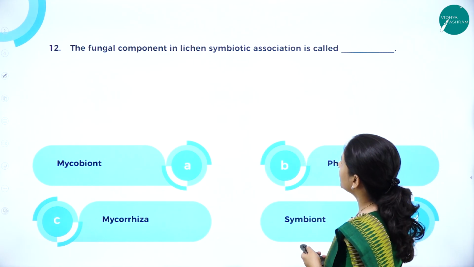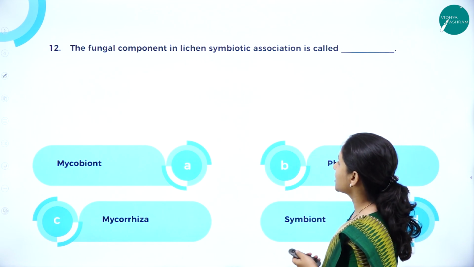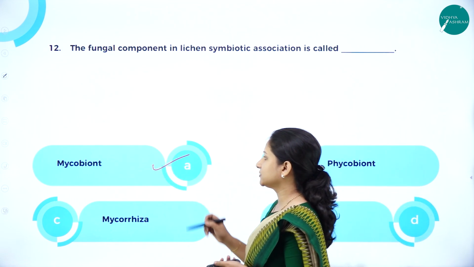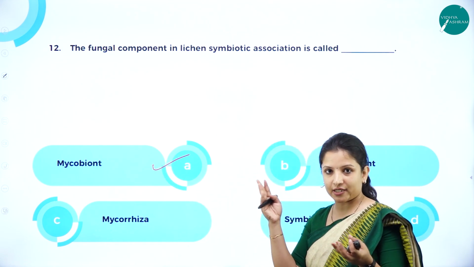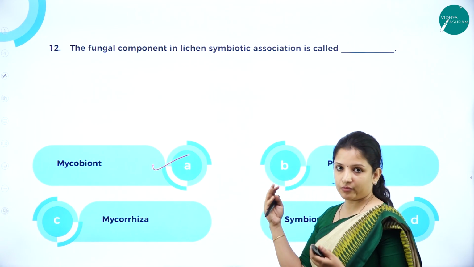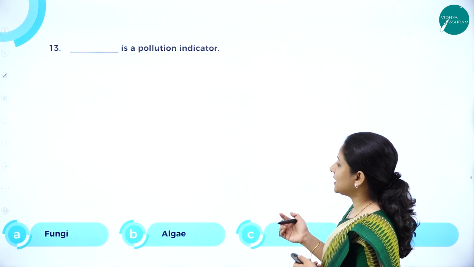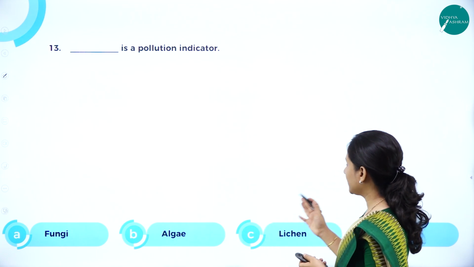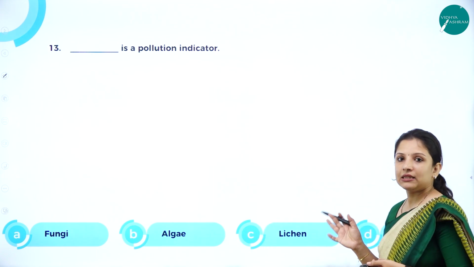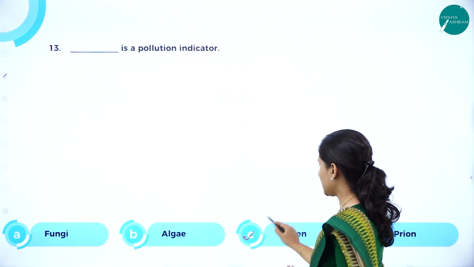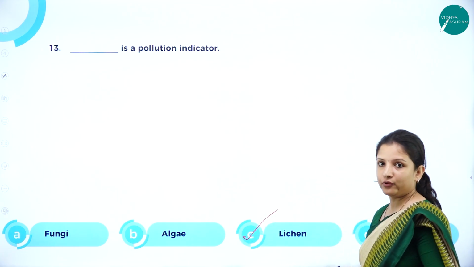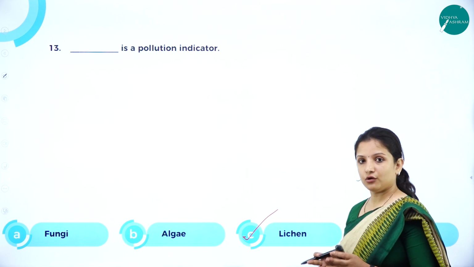The fungal component in lichen symbiotic association is the mycobiont, because mycology is the study of fungi. So, therefore, here mycobiont, remember it like that. Next, dash is a pollution indicator. Is it fungi, algae, lichen or prion? Lichen is a pollution indicator, because wherever there is high pollution, lichens will not grow.